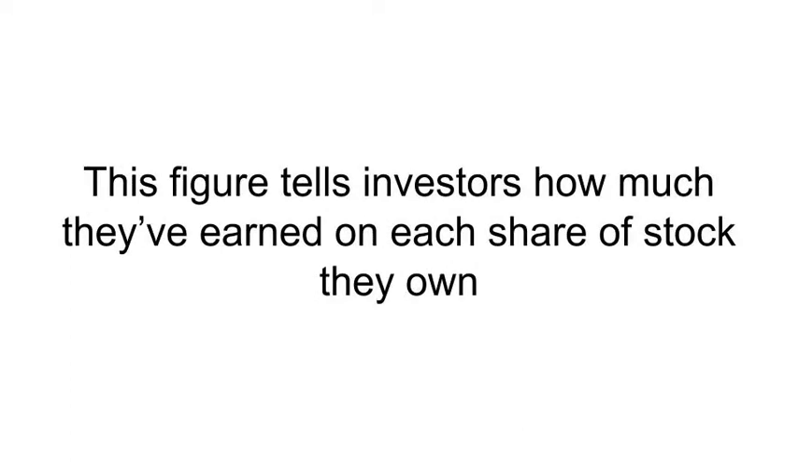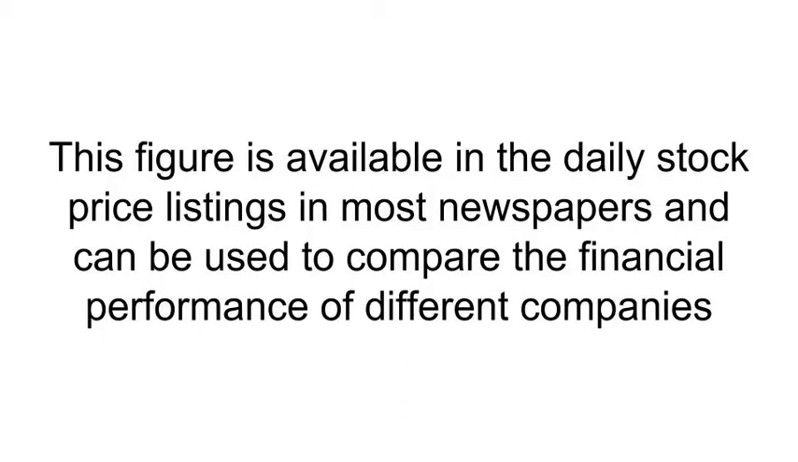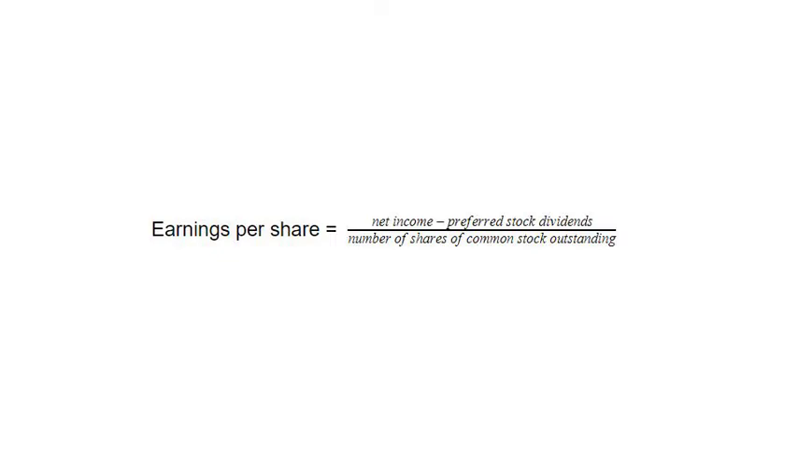This figure tells investors how much they've earned on each share of stock they own, but not necessarily how much the company will pass along in dividends. This figure is available in the daily stock price listing in newspapers and can be used to compare the financial performance of different companies. Earnings per share are calculated as follows. Earnings per share equals net income minus preferred stock dividends divided by number of shares of common stock outstanding.